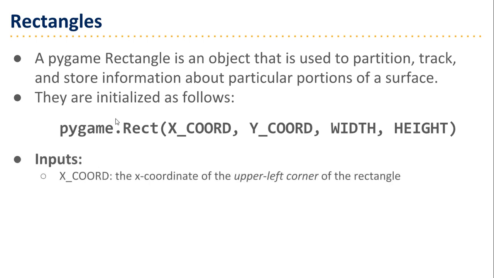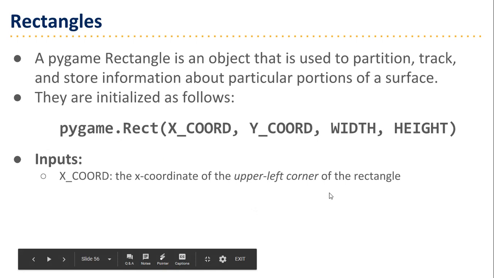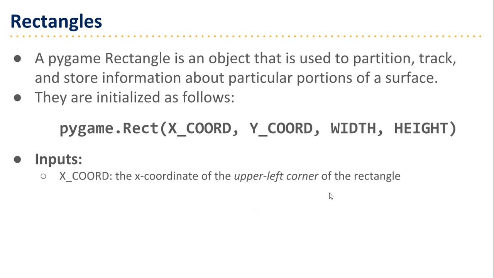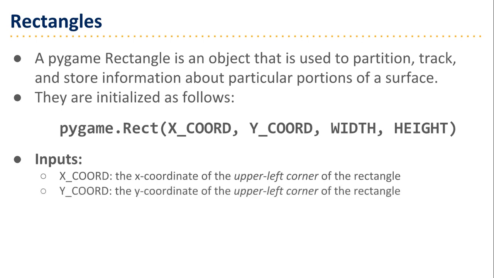So the x coordinate is the x coordinate of the upper left corner of the rectangle. When you create a rectangle, we again use it to track a particular portion of a surface. And we need to tell Pygame where on the surface we want to track. So we'll give it the coordinate of the upper left corner because again, Pygame works in upper left corners, and that will be where the rectangle is initialized.